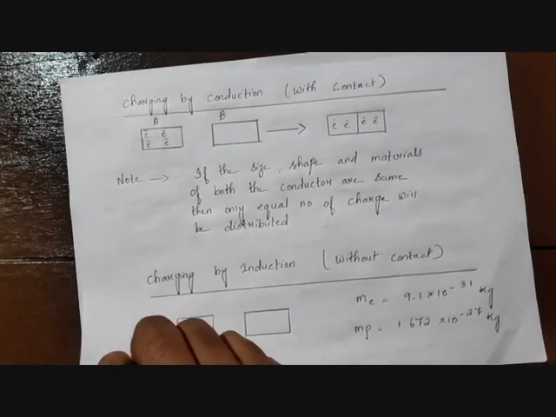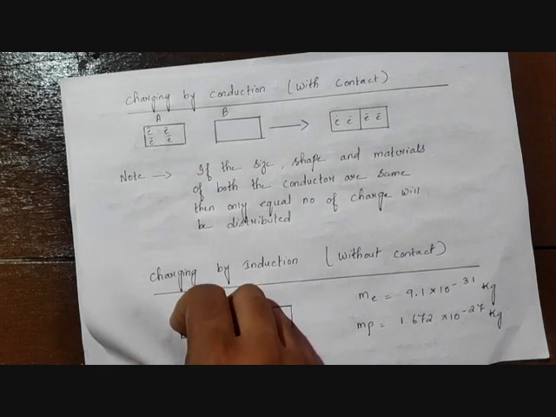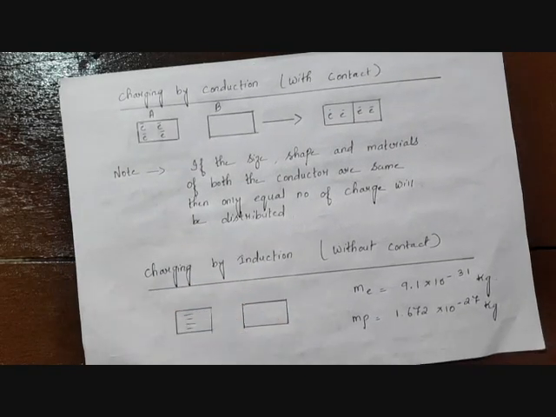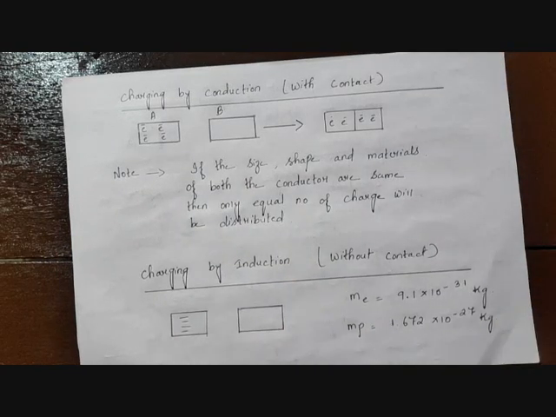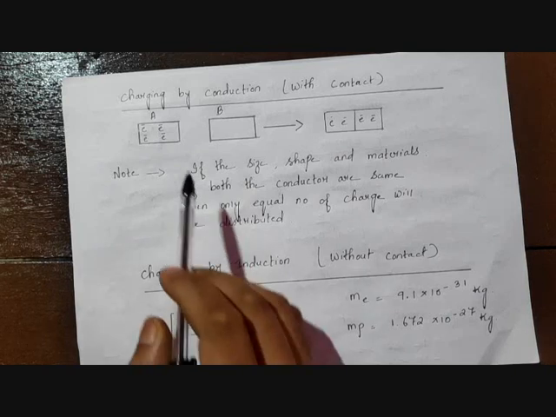Now your next topic is how we can charge a body. In a textbook we get only charging by induction, but I'm going to explain charging by conduction also. What do I mean by charging by conduction? What I wrote here, with contact, means if you want to charge a particular body, we need to bring it in contact with the other body. Is it clear?